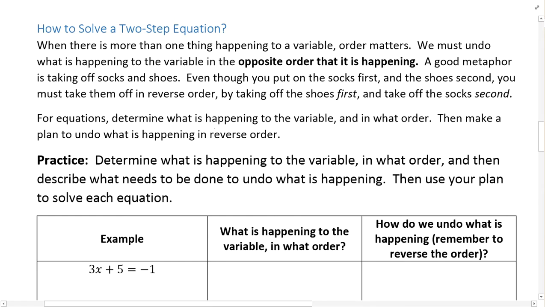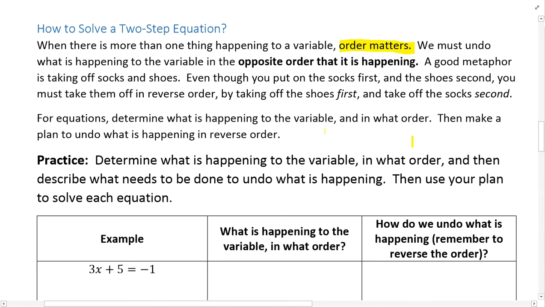Okay, so when there is more than one thing happening to a variable, we want to make sure that we pay attention to the order of things. So order matters. Okay? We must undo what is happening to the variable in the opposite order that it is happening. So a good metaphor for this is taking off your socks and shoes. Even though you put the socks on first in the morning and then the second thing you put on was the shoes, you must take them off in reverse order, by taking off your shoes, then taking off your socks.